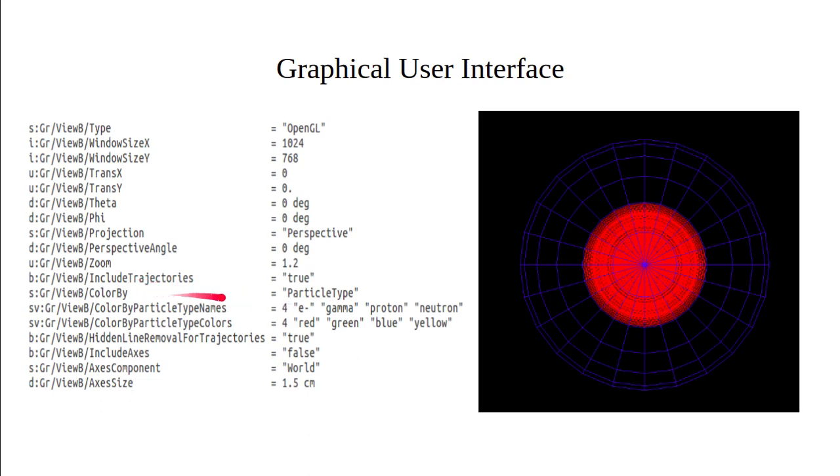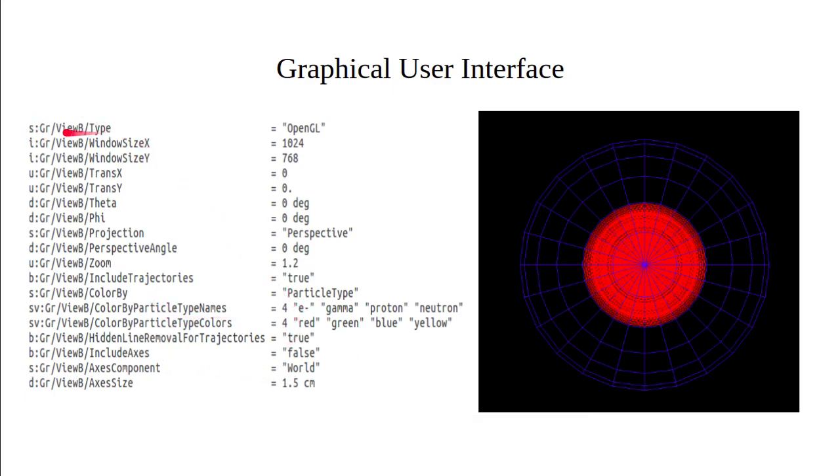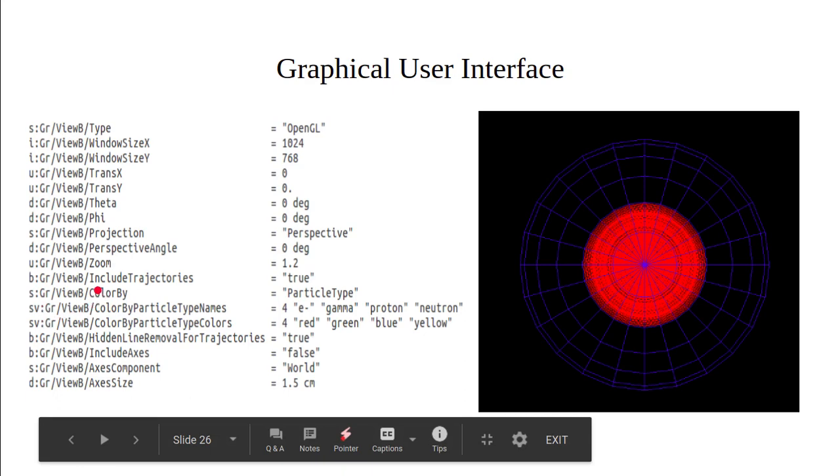If it is true, then you have to define color by the particle type, how you want to color things, then the particle names, and then you have to define the type of colors. Hidden lines removal for trajectory, you can make it true or false, which is basically just to make the trajectory smooth. Include the axis or not, what should be the axis component, like in all cases as I mentioned before, world, the axes are defined with respect to the world, then what should be the size of the axis. So this is how you can define things, and based on what it takes, it has different data types related to it, as we saw in the previous sections.